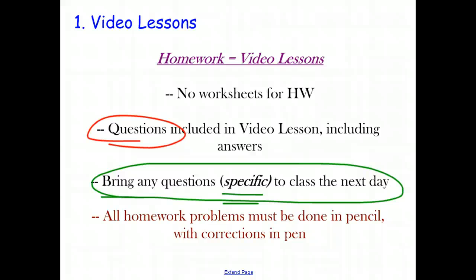And all homework questions have to be done in your notebook in pencil. The questions that you work on in pencil, then you can do your corrections in pen if you want to use pen, but when you work through the problems, they have to be in pencil.